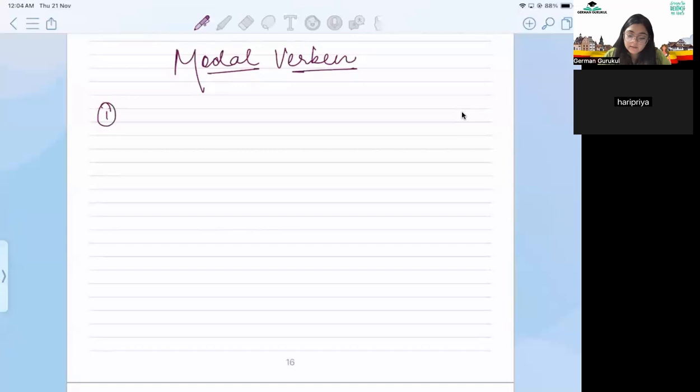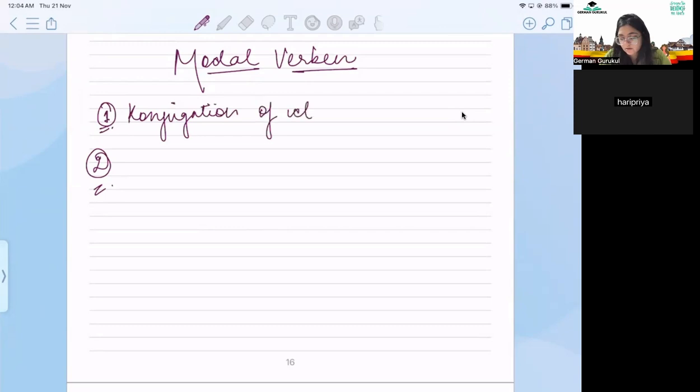So before starting the modal verbs, there are two things that you have to remember. First of all, the conjugation of ich and er/sie/es is the same in modal verbs, right?